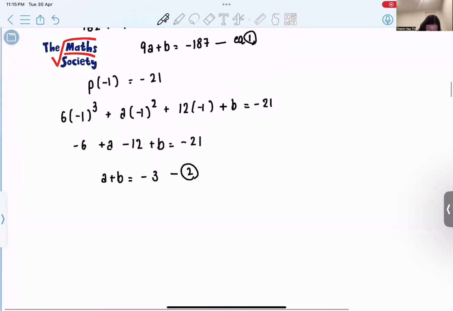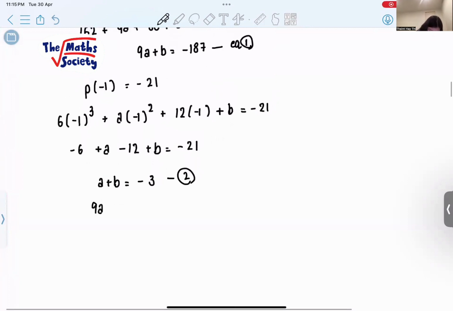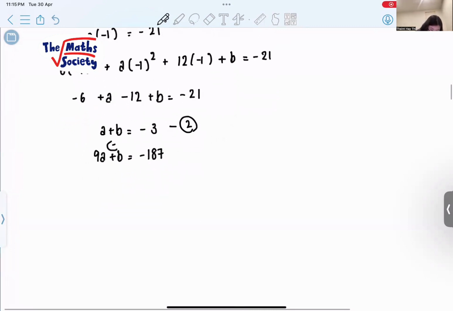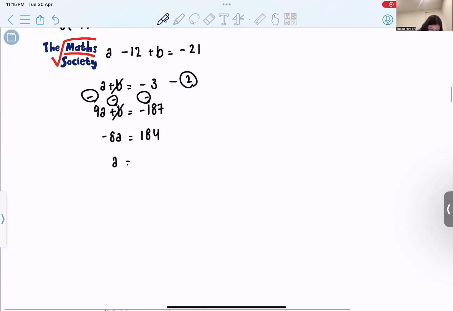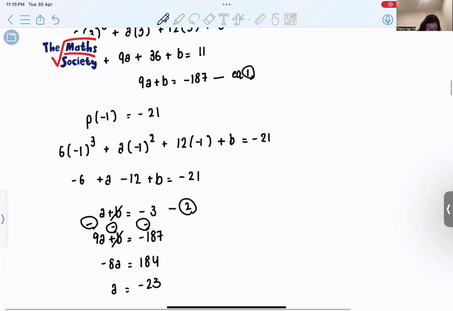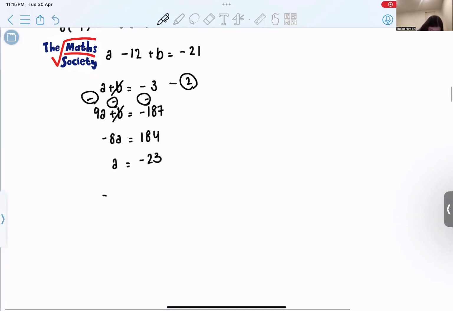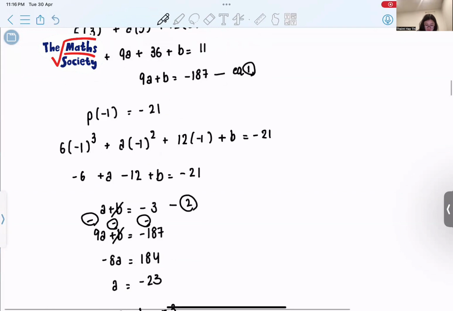So let's equate them, with a plus b equals minus 3 and 9a plus b equals minus 187, yeah? So you have minus 8a equals, it's going to change to plus, which is going to be 184. And then a equals 184 divided by 8, you get 23, which is going to be minus 23. And when you find b, a plus b equals minus 3. So minus 23 plus b equals minus 3. So b equals 20. So you have b and a.